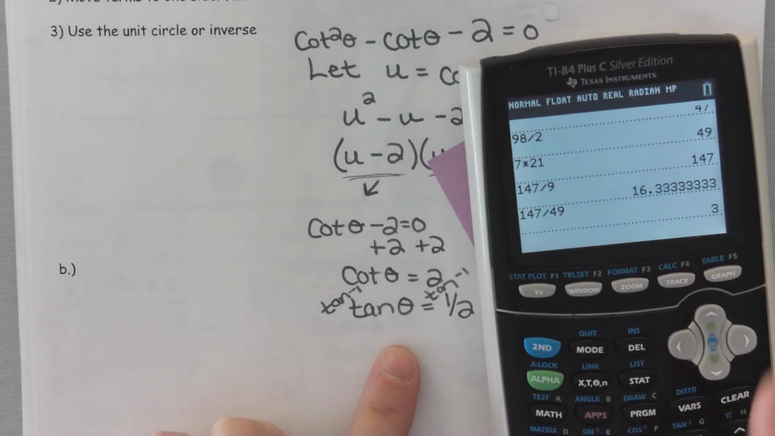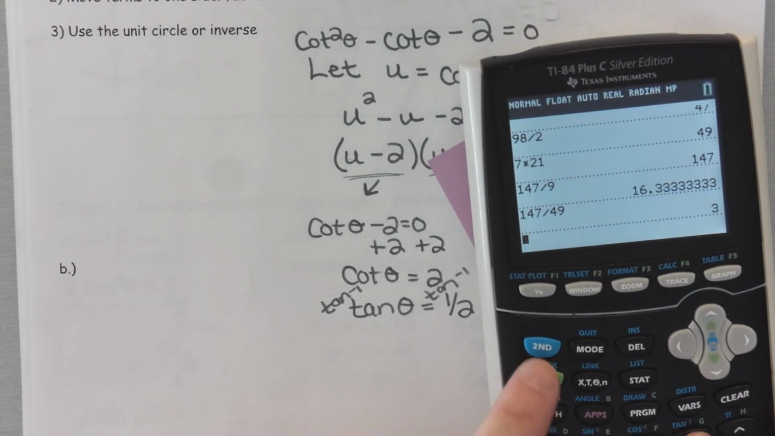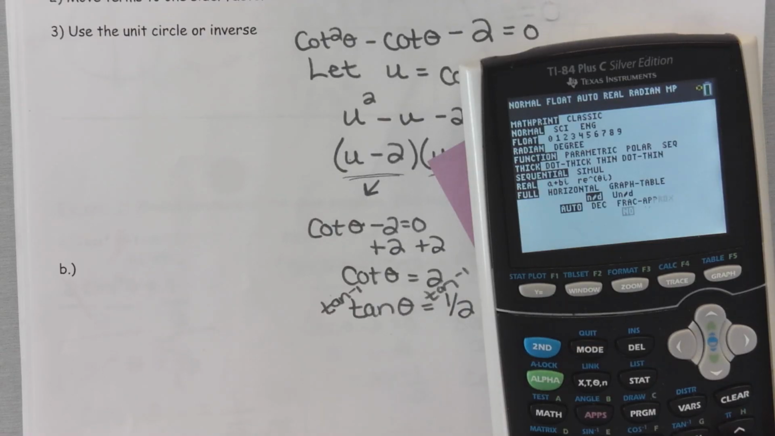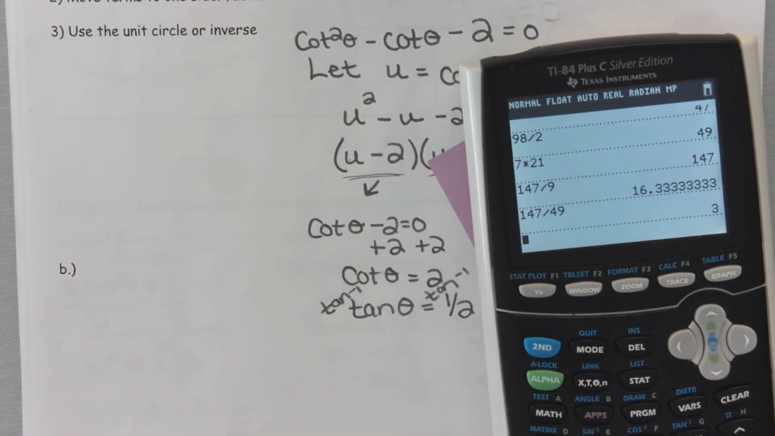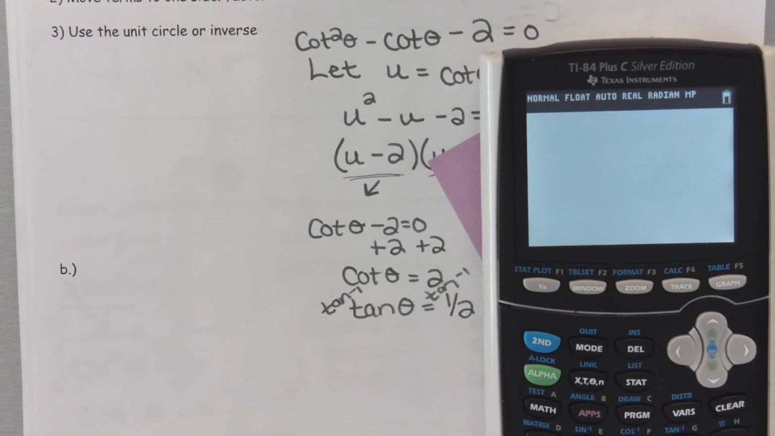So on my calculator, this is a calculator moment. I'm going to hit second. Oh, wait, let me check my mode. Radians. Okay. Make sure you're still in radian mode. If you're not, this isn't going to go well. So check your mode. We need to be in radians together.